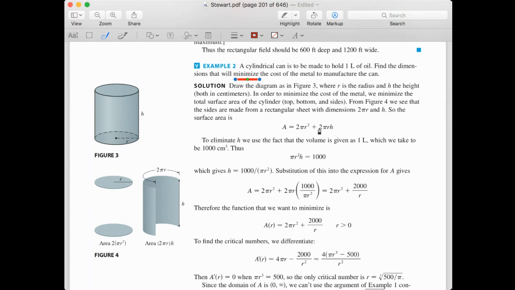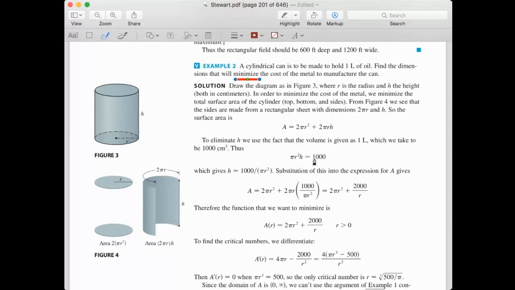Here we have r and h. We have 2 variables, right? We want to make it a single variable function. How do we do that? We want to use the volume. The volume is fixed. That means r and h have a certain relationship. So what is the volume formula for this? It's pi r squared times h.